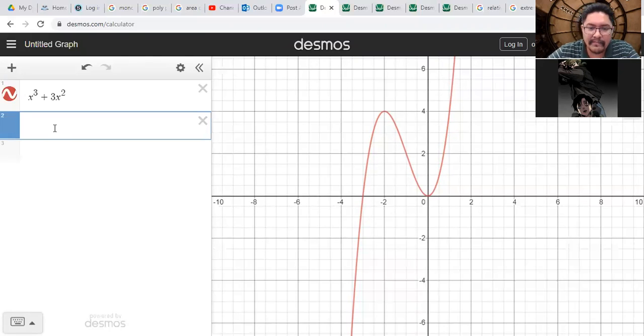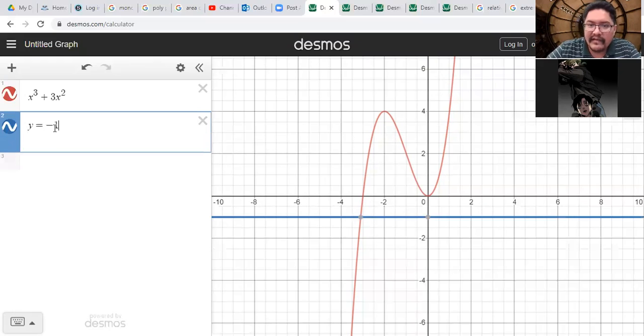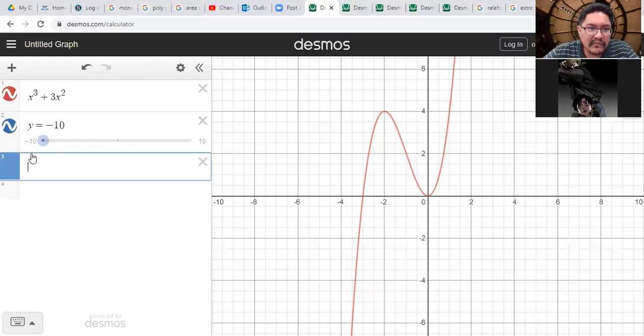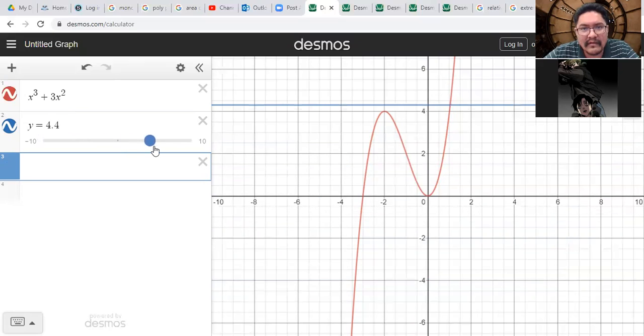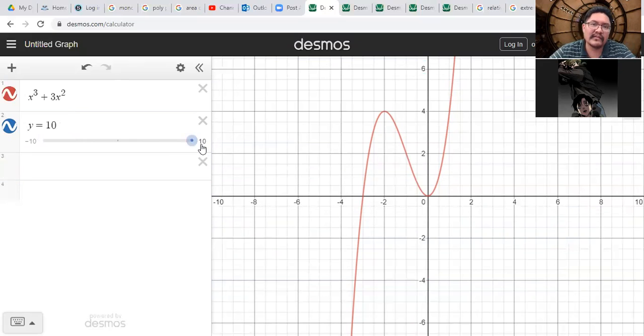And if I have a value of, say, y equals -10, and I were to make a slider that goes up, my blue line is able to intersect my red line all the way down and all the way up. There are no holes or gaps anywhere in this line. So that's why our domain is all real numbers.